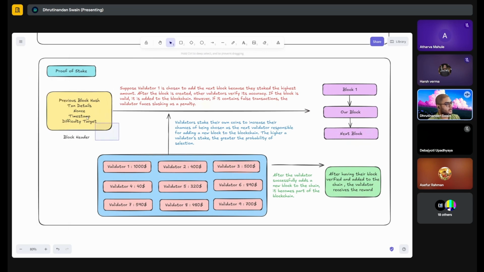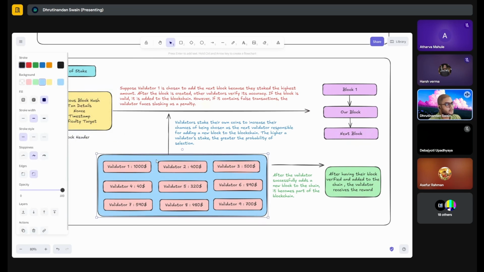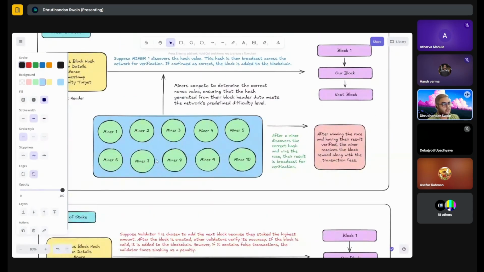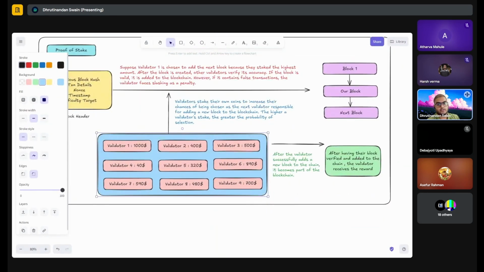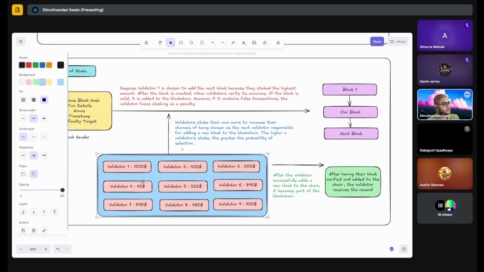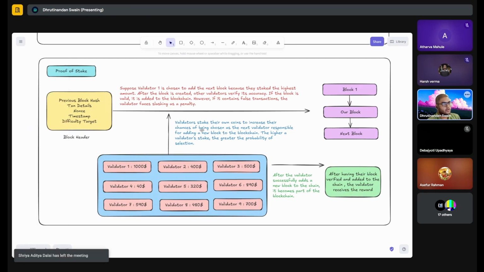So here comes the block header, the block itself. Here comes the pool of validators. Now in the previous proof of work, there was a concept of miners. Now, in this, there is a concept of validators. As you can see in the pool, there are validators 1 to 9. So, let's explain how it works.